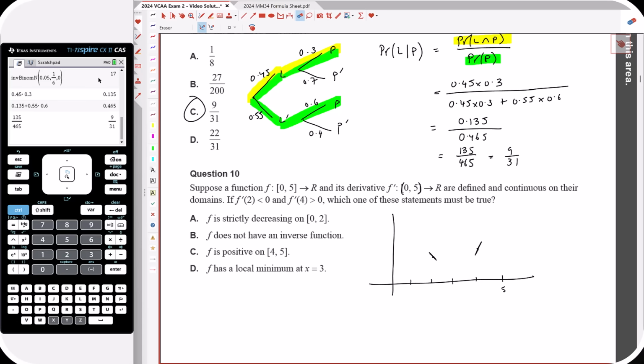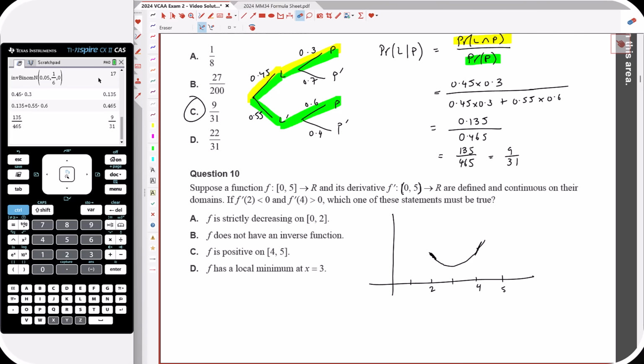Something like that happens. So if the function's continuous over the entire domain from 0 to 5, the only way to get from a negative gradient here at 2 to a positive gradient here at 4 is if we turn somewhere between those 2 points. Okay, so f is strictly decreasing between 0 and 2. So we actually don't know anything about what happens over here.